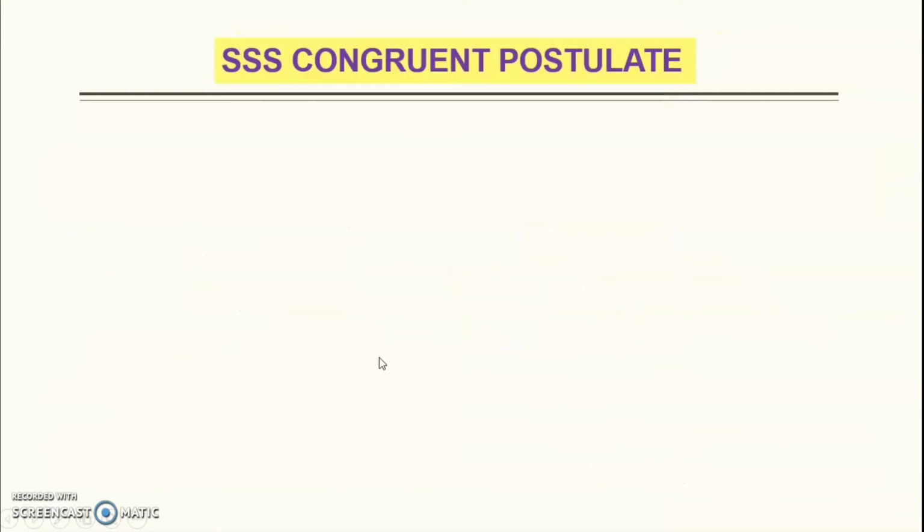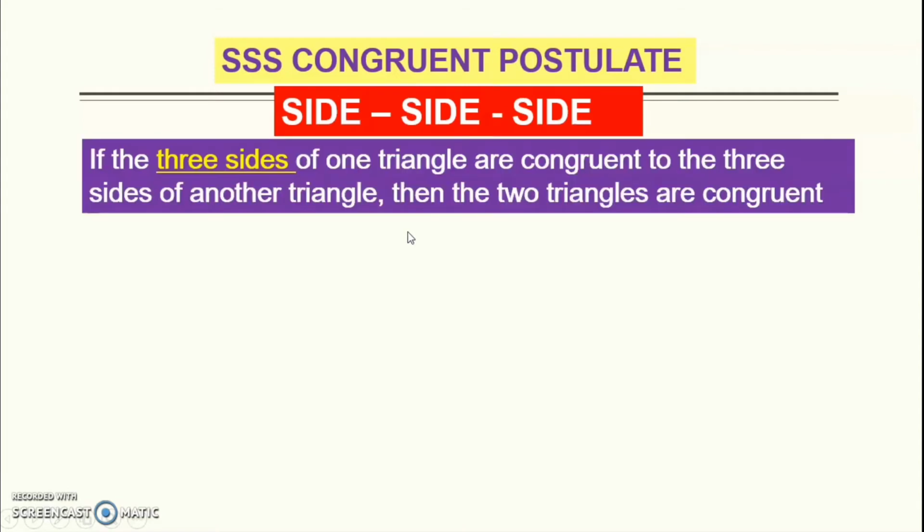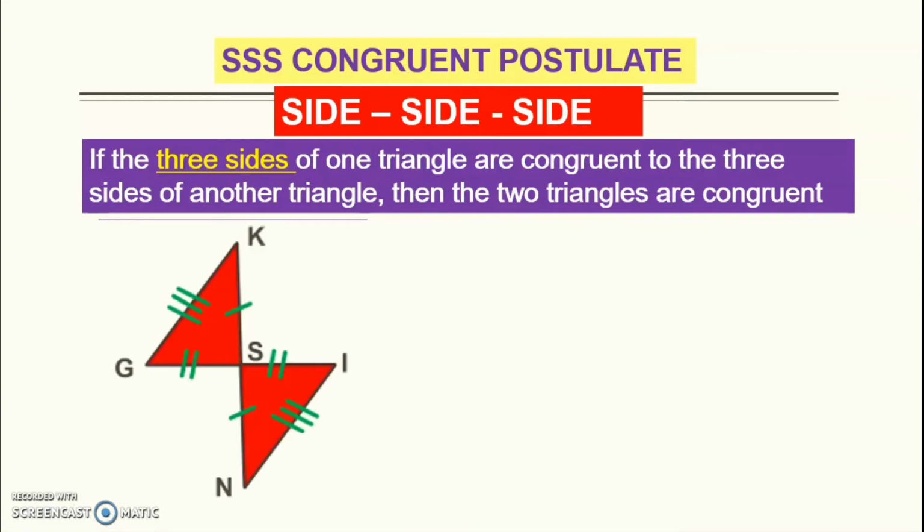Third congruent postulate natin is SSS or the side postulate. So, ibig sabihin, lahat ng given are the sides. Sa isang triangle, kung mapuprove mo lang na yung tatlong side nila ay magkapareho, ibig sabihin, they are congruent triangles. So, if three sides of one triangle are congruent to the three sides of another triangle, then the two triangles are congruent.